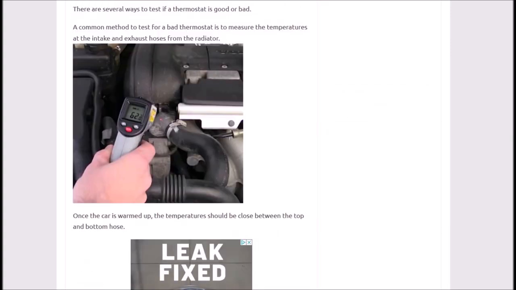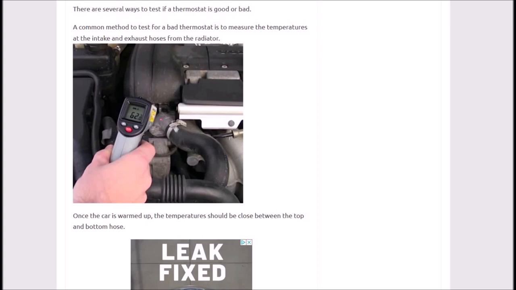And another way you could test for it is when it's overheating, there's no coolant going past it. So the temperature will be different before and after the thermostat, since it's not letting any coolant flow past it. And so often a thermometer can be used to test it before and after.